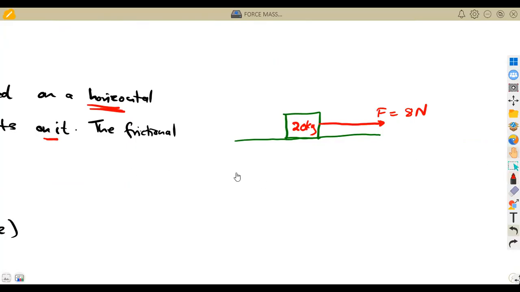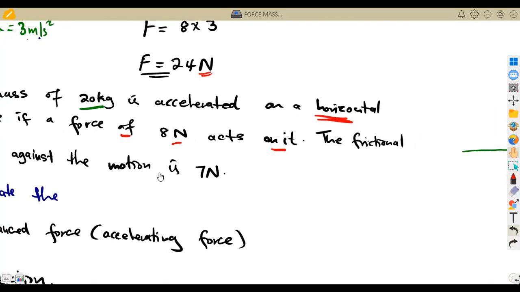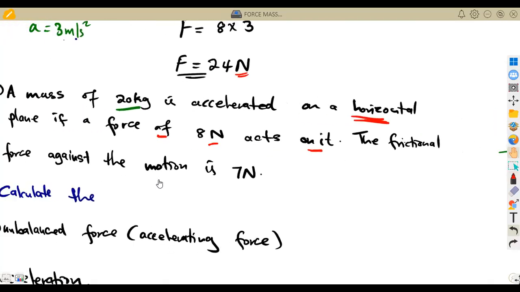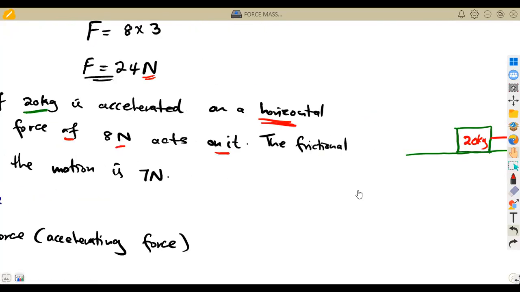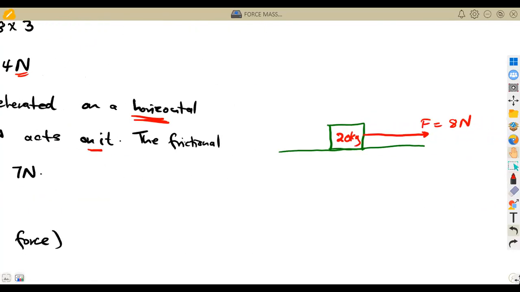All right, what else do we have? Then we are given that the frictional force against motion is what? 7 Newton. There is a friction that is happening against this movement of 7 Newton, meaning to say on our diagram here, we are going to have 7 Newton. Can we say this is a frictional force when we are putting it like this? Is it opposing this one? No, it's not opposing. It's going in the same direction. So the friction has to be on the other side like this. It is opposing now. So we've got a frictional force of 7 Newton in this case. This is what we have on our diagram.